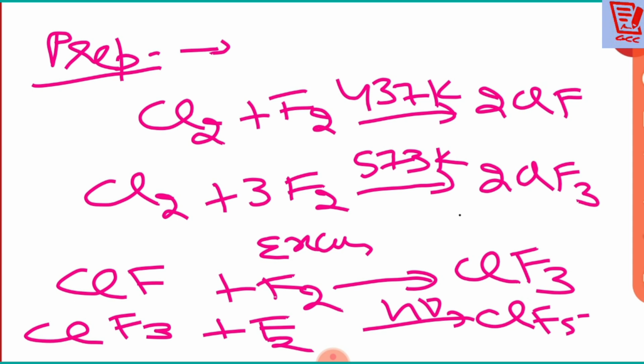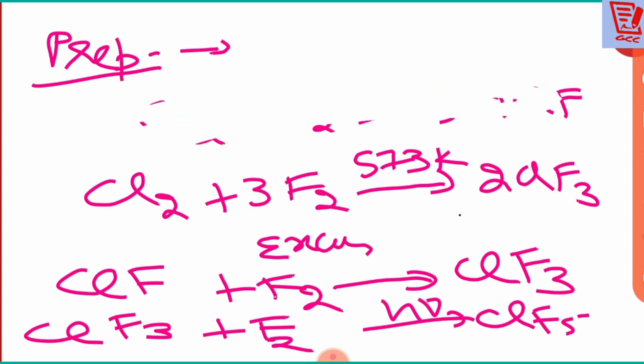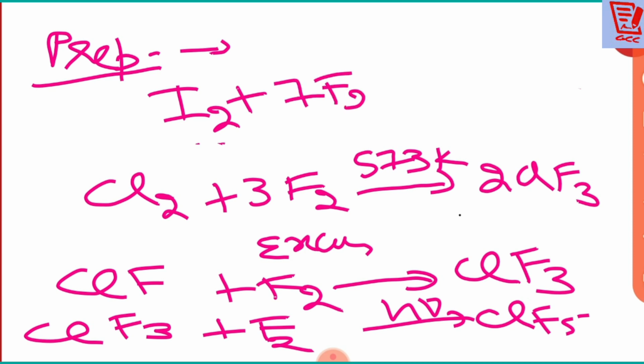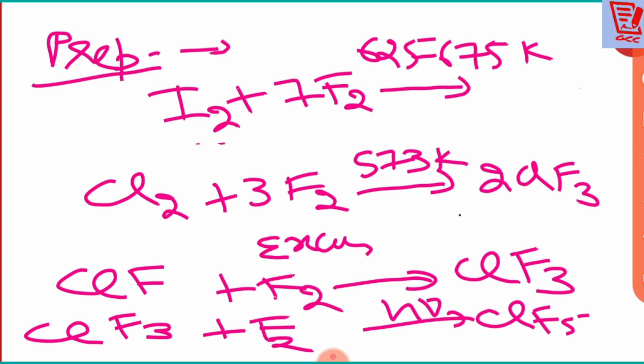Okay, one more example I am writing over there, you see, must. The rest of the other examples are also there, that you can do on your own. Okay, you see me please. I2 plus 7F2 in the presence of 625 to 675 Kelvin, and it becomes 2 moles of IF7. Clear? So these were some preparations of the interhalogen compounds.